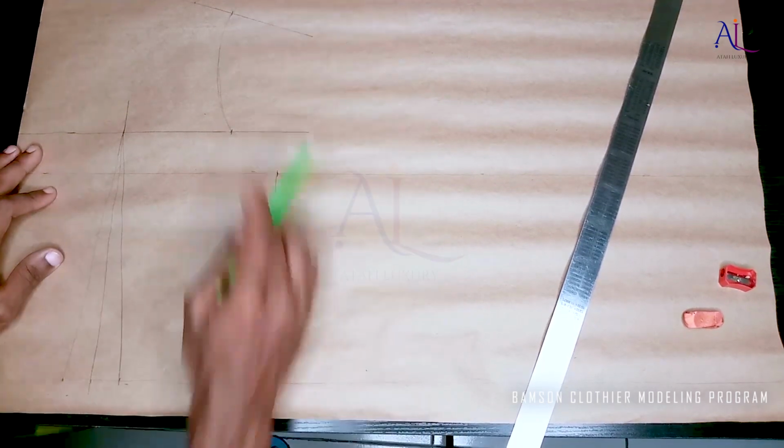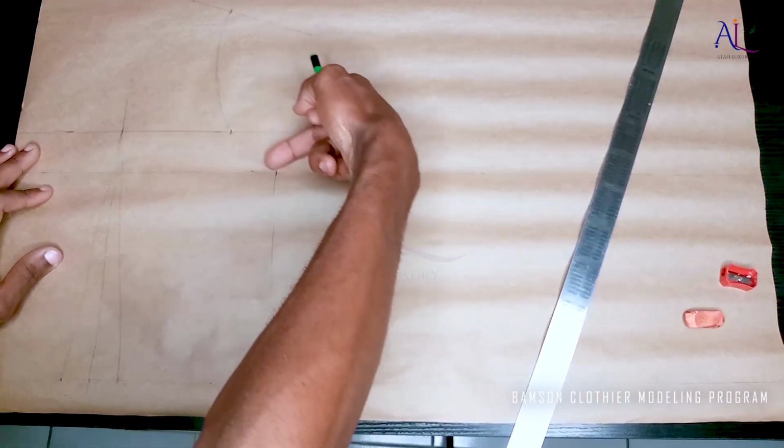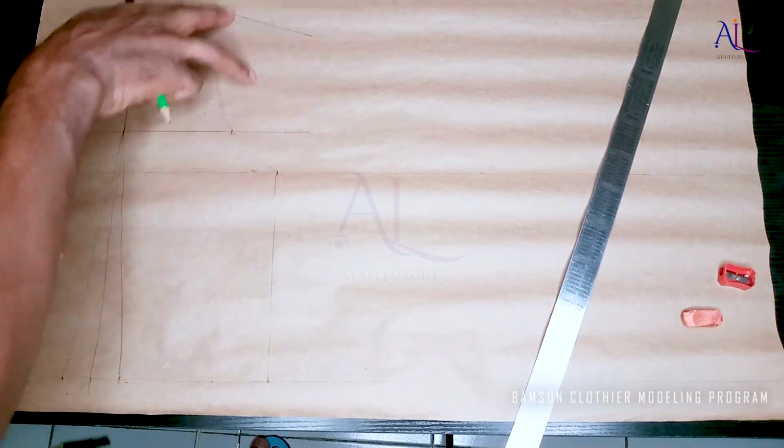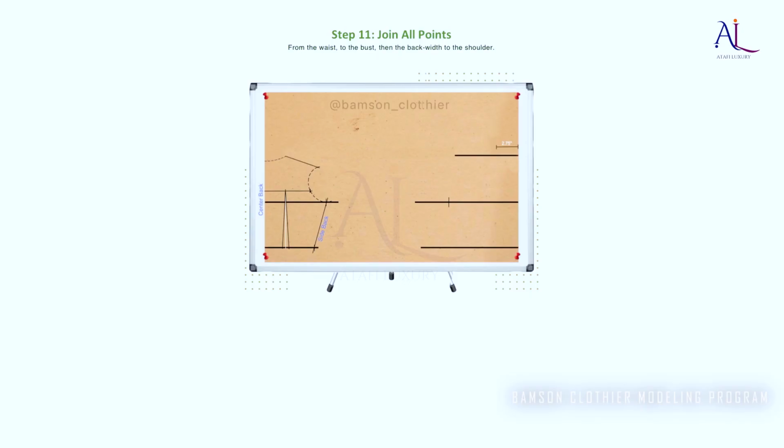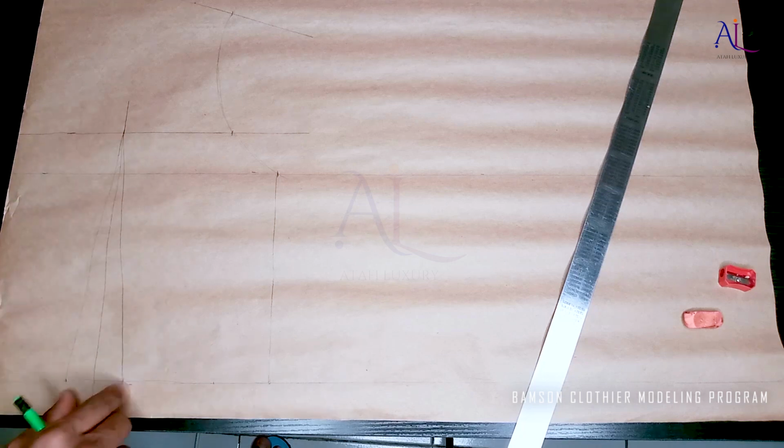Alright, so ensure you get a perfect curve. Alright, so this is it, a very clean curve. So you can either use your hand or you can use a French curve. So that's it for the back measurement of the back pattern. Alright, so this is your back pattern.